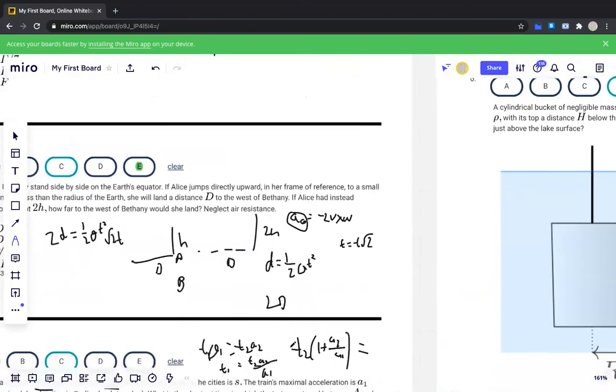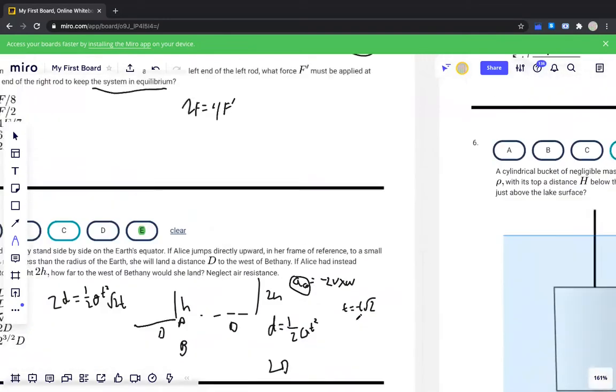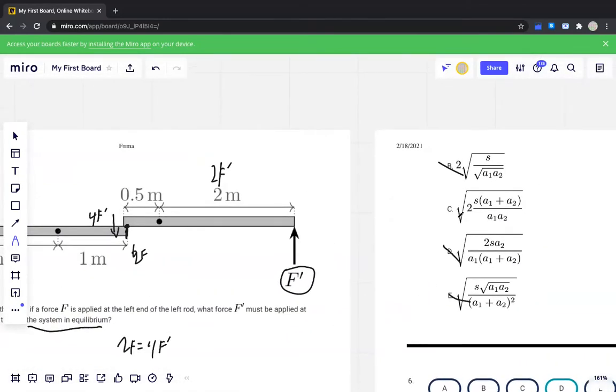But this is only giving us half of the time. We want the other half of the time when it's accelerating, not decelerating only. So D is also wrong. So that means our answer must be C.